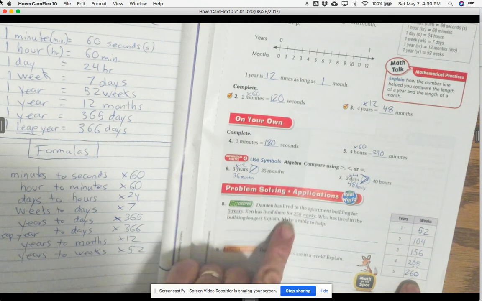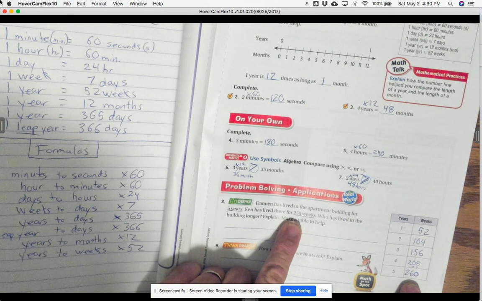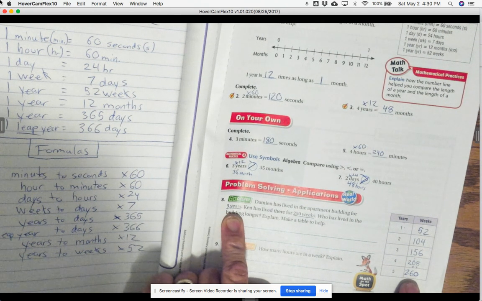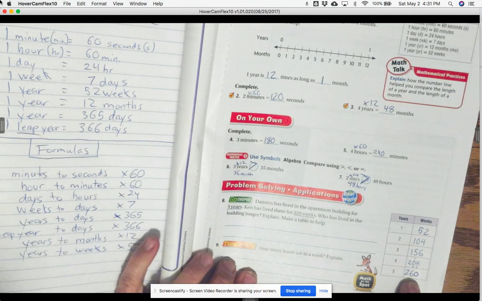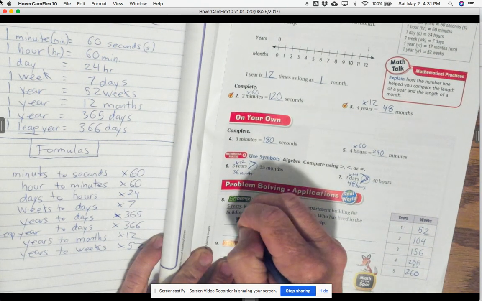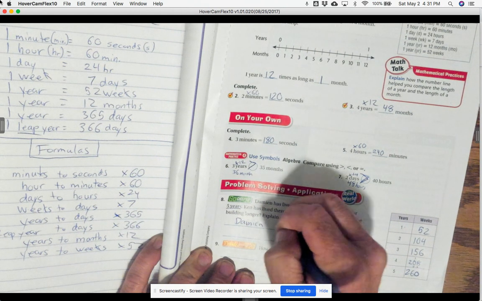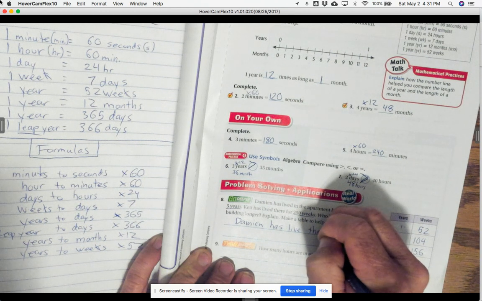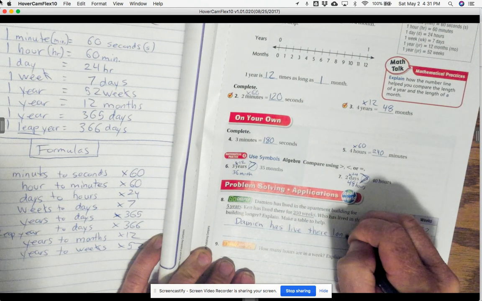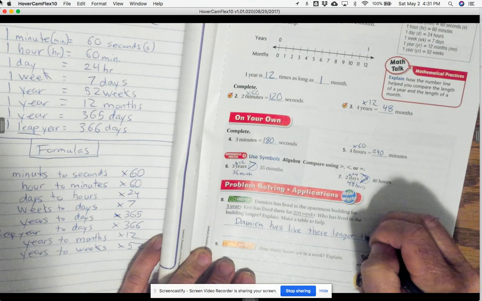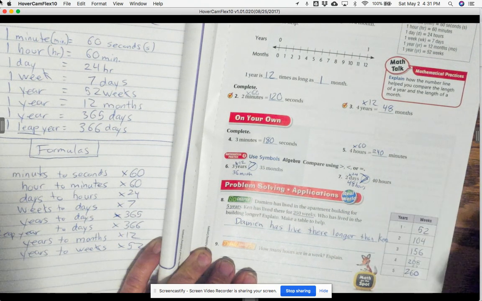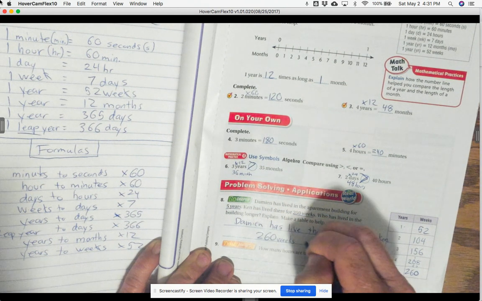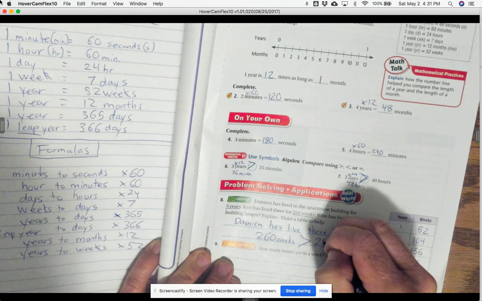So who's lived there longer? So it's asking. Damien's been there for 5 years. 5 years is 260 weeks. Ken's lived there for 250 weeks. So Damien has lived there the longest. Damien has lived there longer than Ken. 260 weeks greater than 250 weeks.